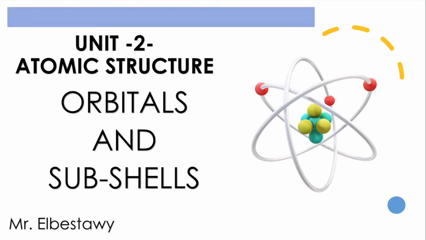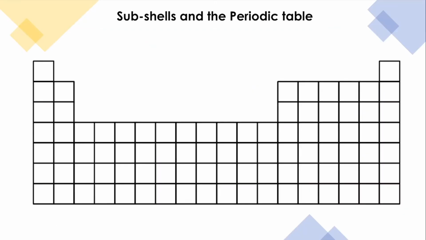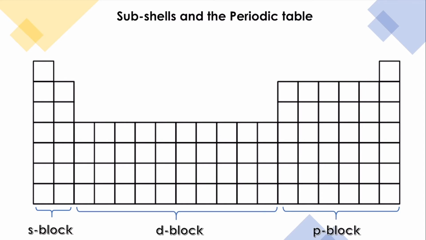Hello everyone. In this video I'm going to speak about orbitals and subshells. Let's get started. First of all, we have to understand how elements are distributed in the periodic table according to their subshells. We have three main blocks in this periodic table: S block, P block, and D block.